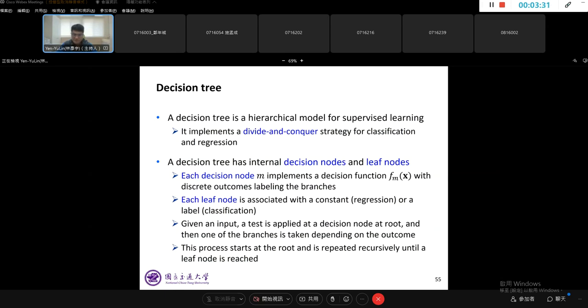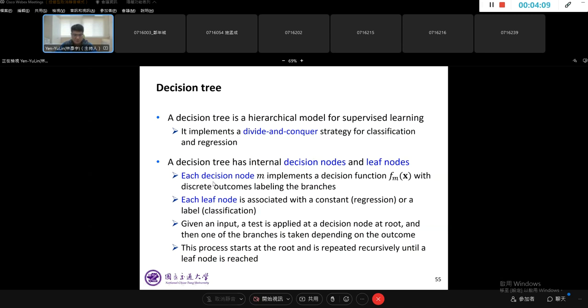Okay, let's have a quick review of a decision tree. Actually, a decision tree is a hierarchical model for supervised learning. It implements a divide and conquer strategy to carry out classification or regression. We know a decision tree has a tree-like structure. The nodes can be divided into two types, including decision nodes and leaf nodes.